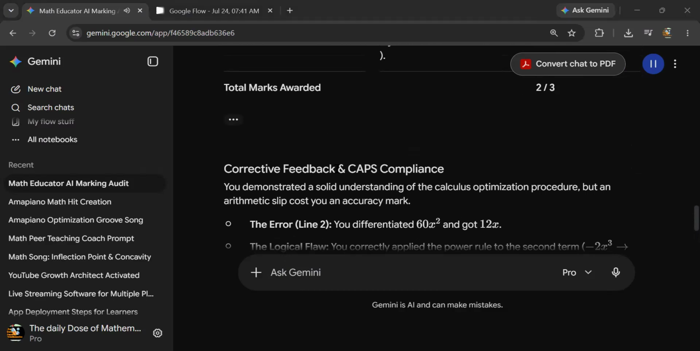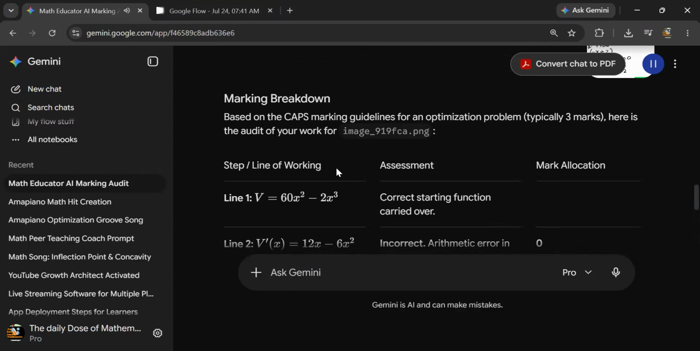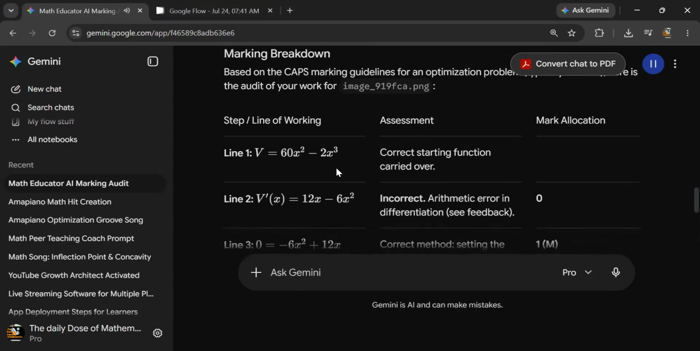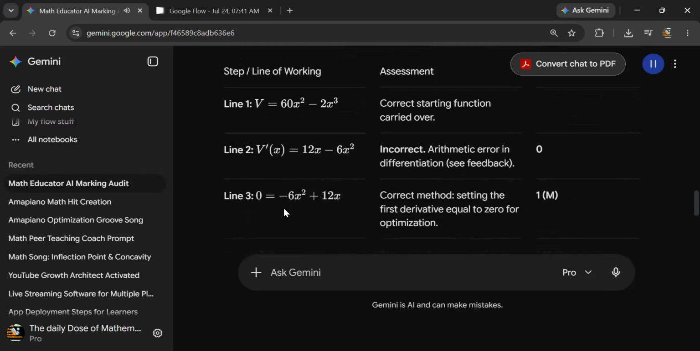Marking guidelines for an optimization problem, typically 3 marks. Here is the audit of your work. Step, line of working, assessment, mark allocation. Line 1, V equals 60x squared minus 2x cubed. Correct starting function carried over. Line 2, V prime of x equals 12x minus 6x squared. Incorrect. Arithmetic error in differentiation, see feedback. Line 3, 0 equals minus 6x squared plus 12x. Correct method, setting the first derivative equal to 0 for optimization.